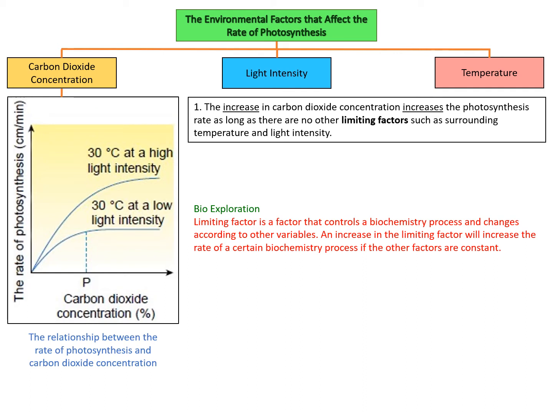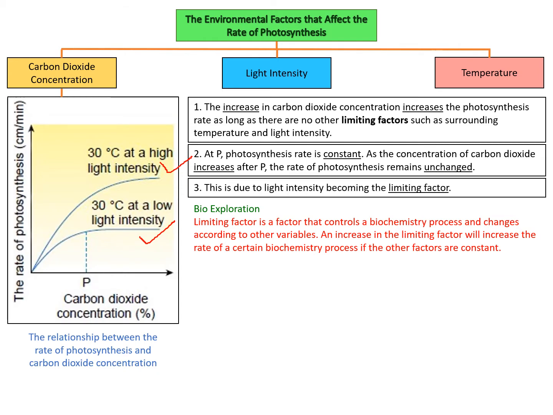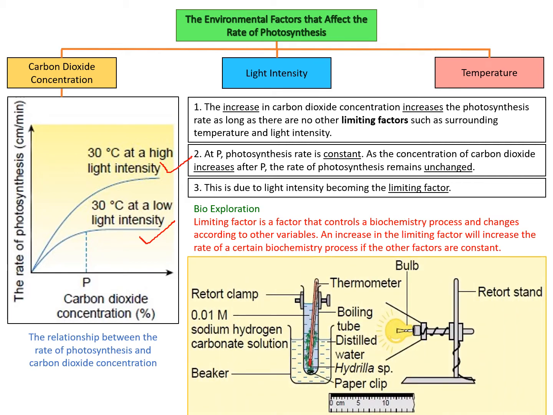This graph is with high light intensity, and this one is with low light intensity. At P, the photosynthesis rate is constant. As the concentration of carbon dioxide increases after P, the rate of photosynthesis remains unchanged because light intensity becomes the limiting factor. This is the setup of the experiment to study the effect of carbon dioxide concentration on the rate of photosynthesis.